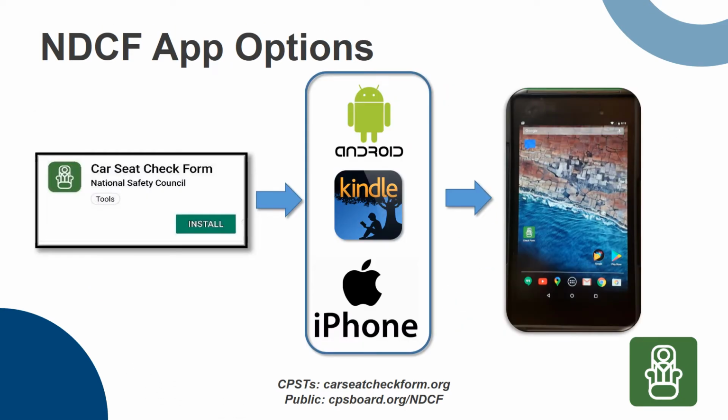The app can be downloaded onto your device by going to your app store and searching Car Seat Check Form. Look for the green icon with the white car seat. Once you've downloaded the app onto your device, you can begin collecting your seat check data. The benefit to using the app out in the field is that it does not require the use of Wi-Fi or internet connection. All of the information is stored directly within the app, and once you bring your device back to a location where you have access to the internet or to Wi-Fi, you can simply upload that seat check data into your account.